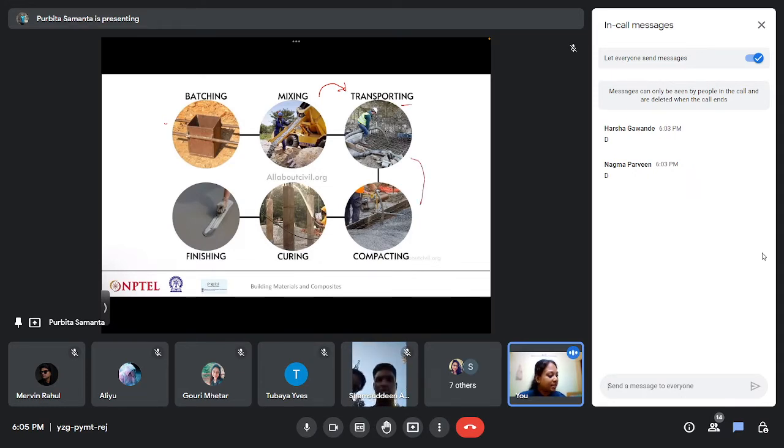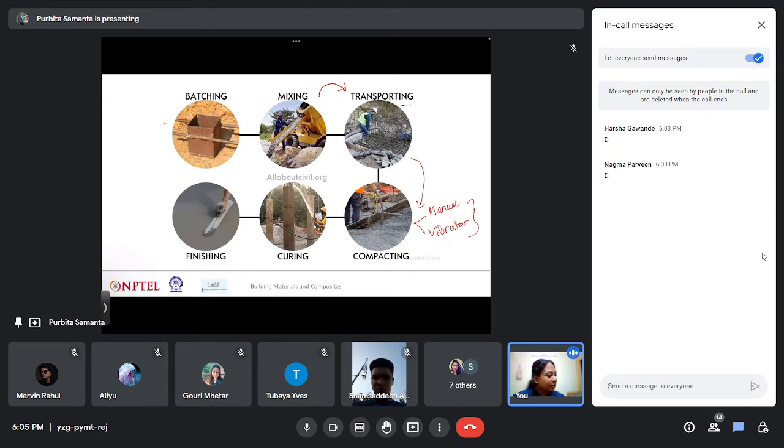And then we see the next step is compacting. Compacting is a very necessary step. Here also we have learnt about two types of compacting. One was the manual type, and the other was using a vibrator. So using these two methods, we can compact the concrete that we are placing, or rather casting.